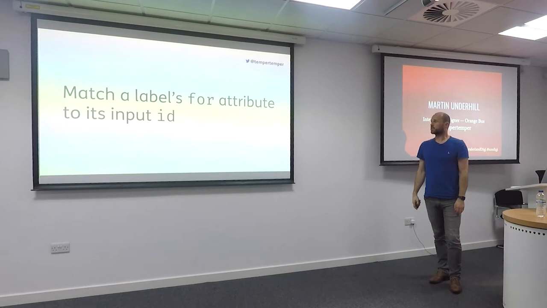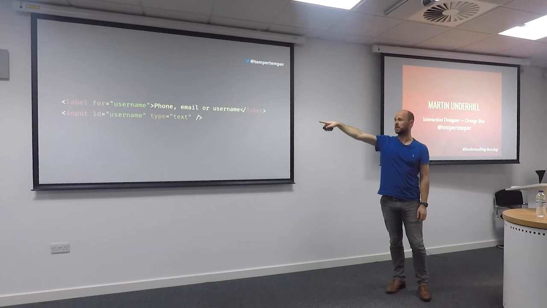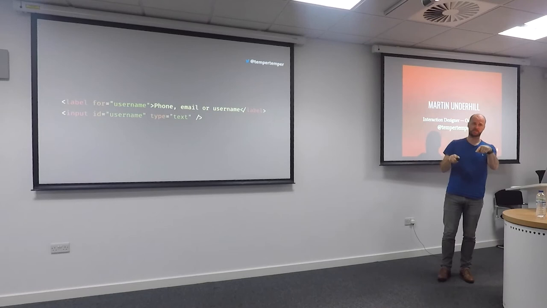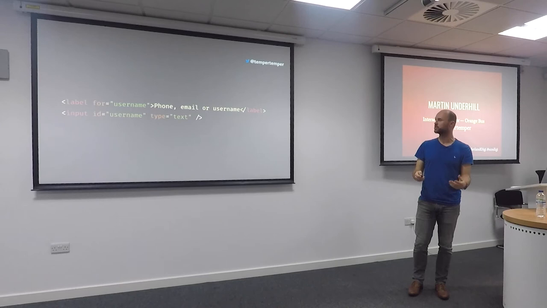Another example, match the label's for attribute to its ID. I mentioned that earlier, so I won't dwell on that for too long. You've got a label there with a for username, and that has the same value as the input ID just after it. So if I was to click or tap the phone name, email or username label, my cursor would be placed inside the input. It's one of those things that you don't have to do, but it does help things along generally, and adheres to conventions, just makes things much easier.